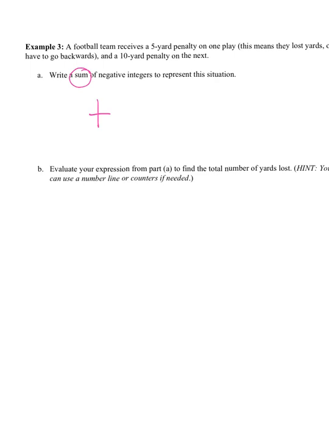In the problem, it says that there's a 5-yard penalty, and it means that they lost yards. So to represent those 5 yards that they lost, I can represent that with a negative integer, -5. And then they also lost 10 yards. And so that 10-yard penalty is another loss. So a -10 would be my second integer. So the sum of negative integers to represent this situation would be -5 plus -10.